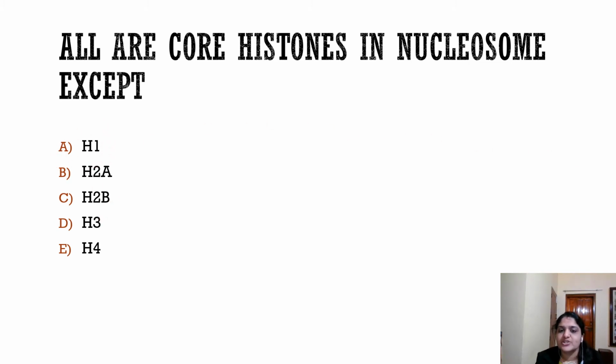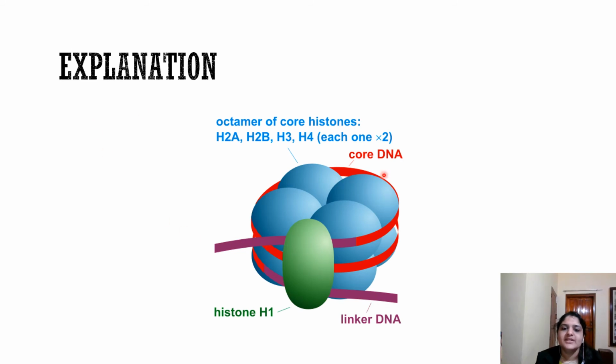We can see the explanation. So that's a diagram of a nucleosome. Histone H1 is seen in the linker DNA. And the octamer of core histones is made up of H2A, H2B, H3 and H4. So H1 is attached to the linker DNA and it's not a part of the core. So that was the question.